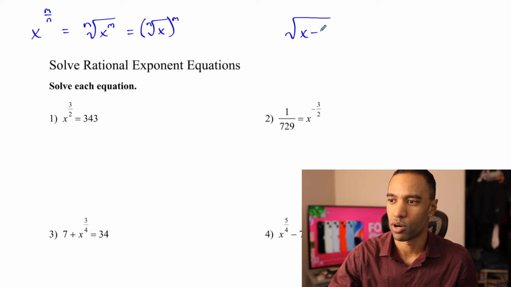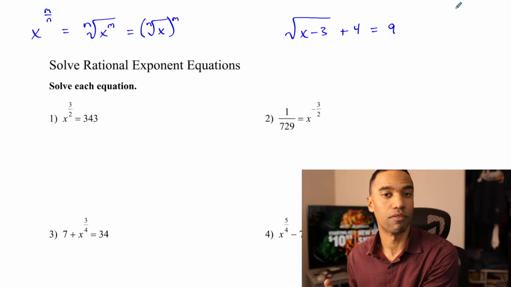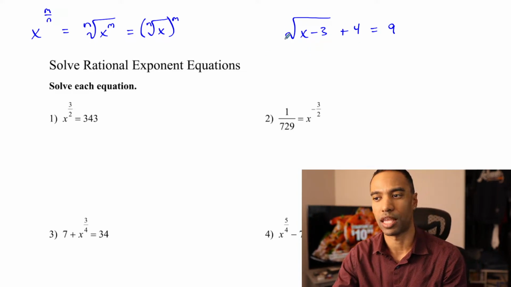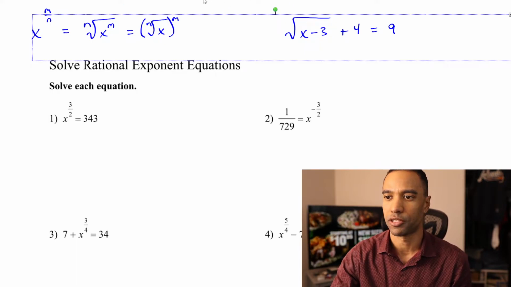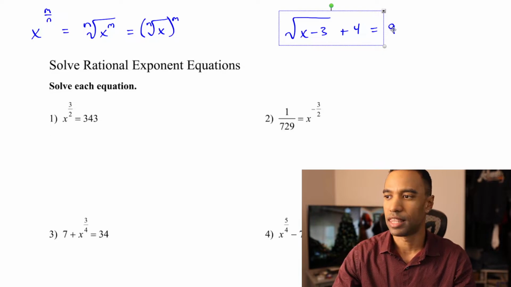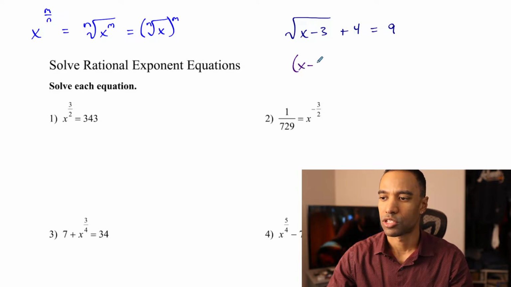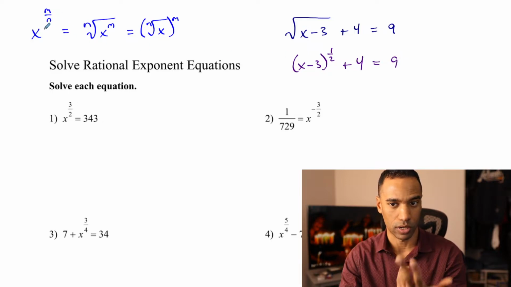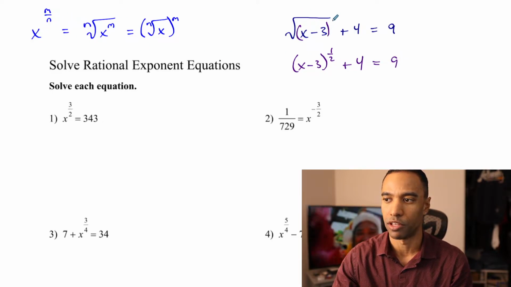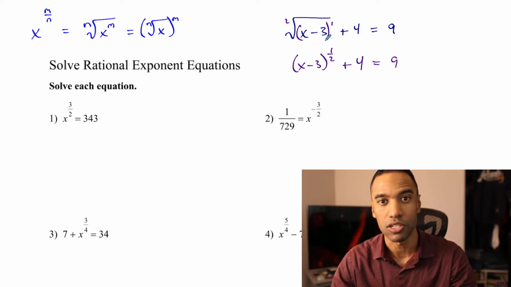What we last did was the square root of x minus 3 plus 4 equals 9. When we tried to solve something like this, we would have to isolate that radical and then square both sides. Now, what if this problem instead looked like this: x minus 3 to the 1/2 power plus 4 equals 9? Because if you know what we're talking about, this is x minus 3 to the first power, and it is the second root of that. So this is that conversion. These are the same thing.